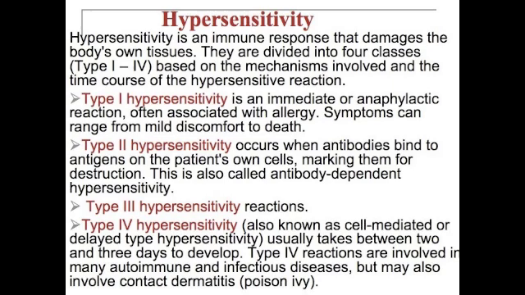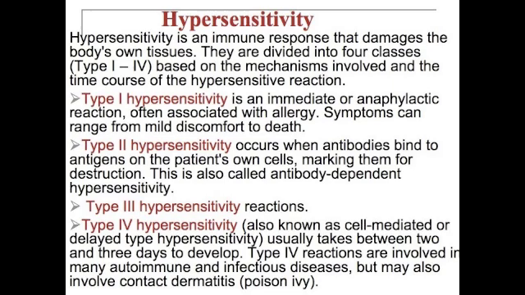So type 1 hypersensitivity is an immediate or anaphylactic reaction, often associated with an allergy. Symptoms can range from mild discomfort to death. Type 2 hypersensitivity occurs when antibodies bind to antigens on the patient's own cells, marking them for destruction. This is also called the antibody-dependent hypersensitivity.